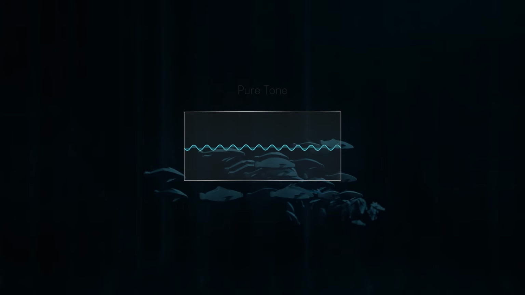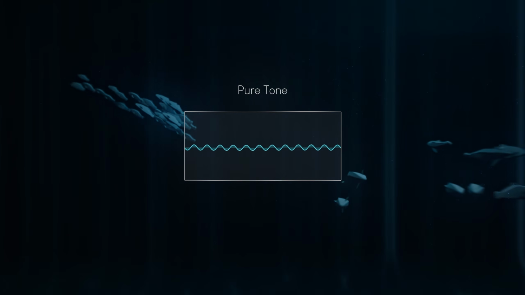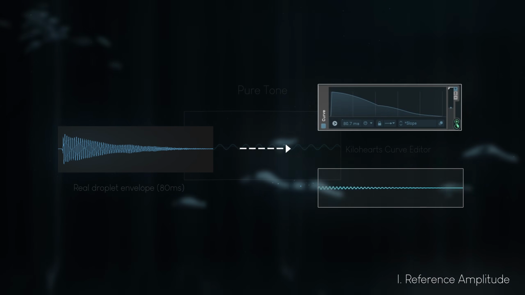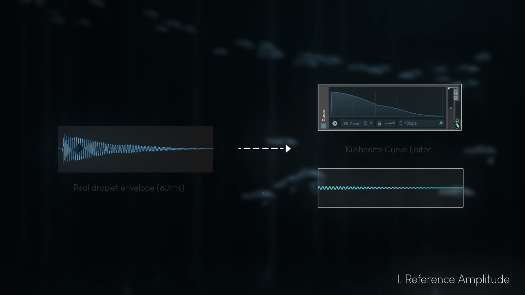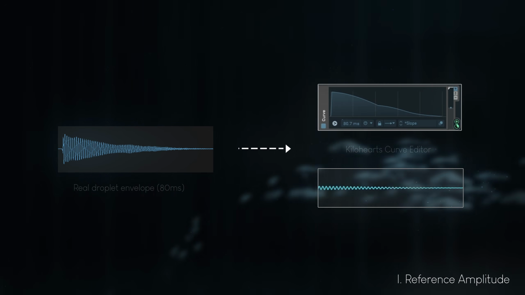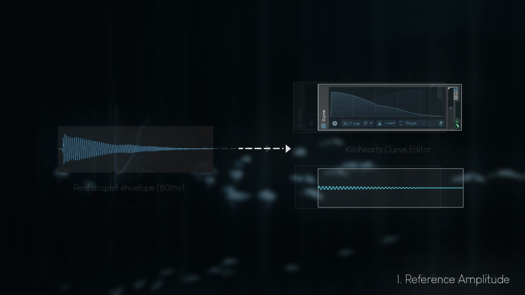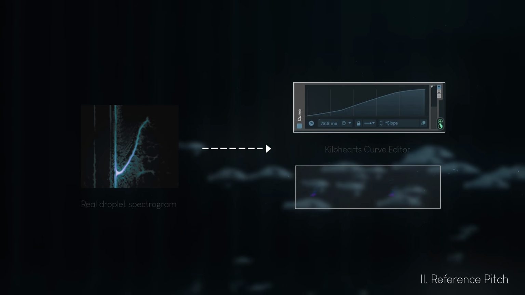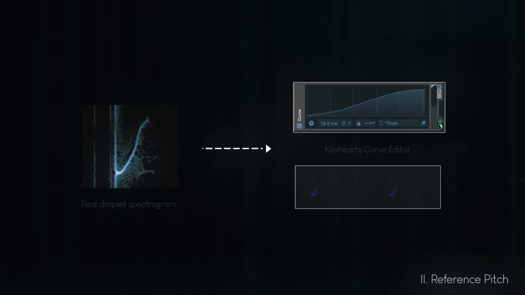You can start synthesizing the droplet sound with a simple pure tone. This is where you should reference the amplitude envelope and initial frequency of a real droplet sound. Once you've set those parameters, you can modulate the pitch with a curve resembling your reference droplet's pitch curve.